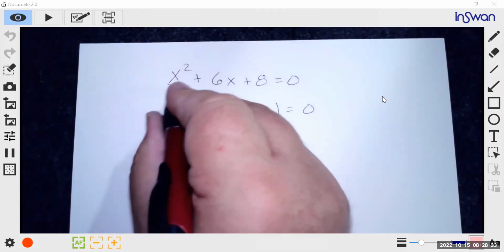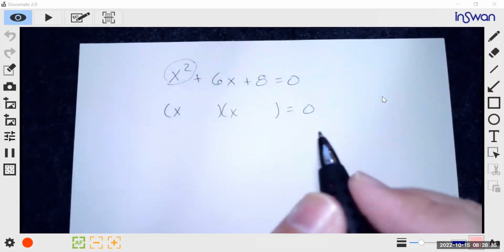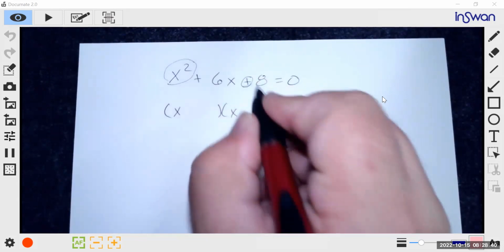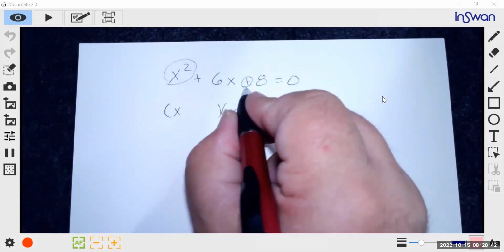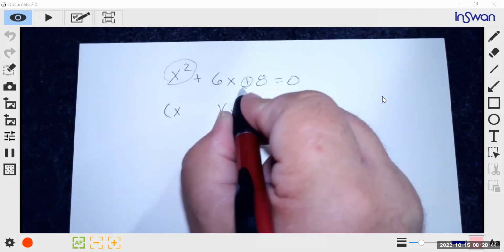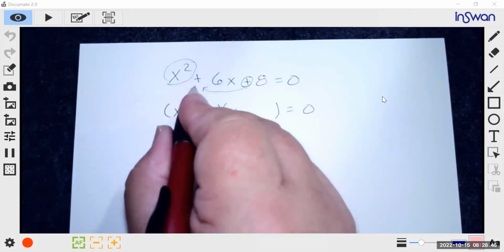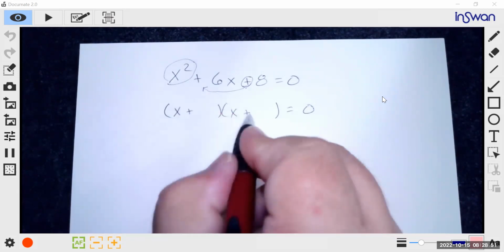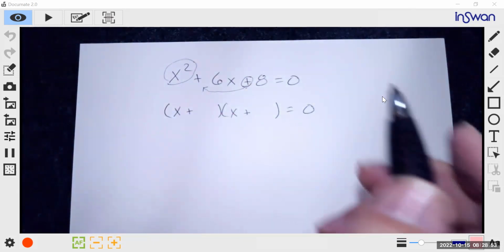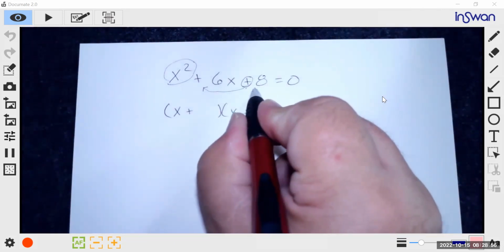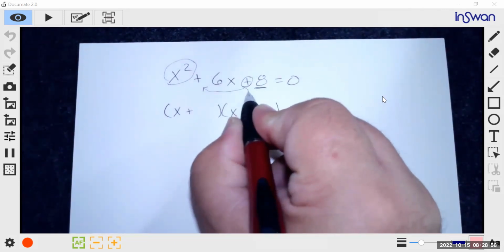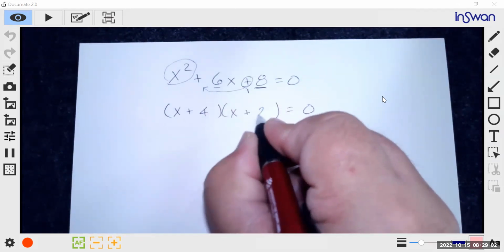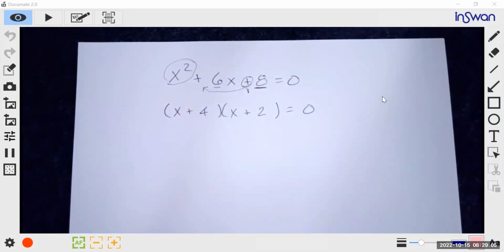So what makes x squared? X and x. Second, look at the second sign. If it's a plus, that means both signs are the same. They're whatever the first sign is. Since the first sign is a plus, they're both pluses. If that was a minus, they'd both be minuses. Then we have to look at what times what is 8. When you add them, you get 6. 4 and 2, or 2 and 4.